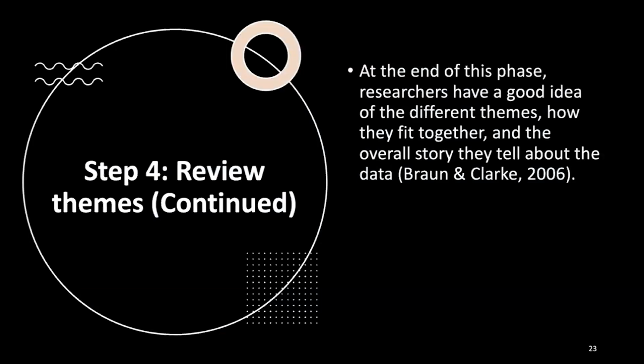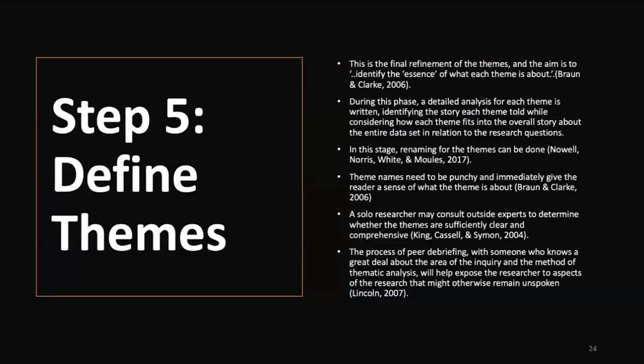So at the end of this phase, as a researcher, you will have a good idea of the different themes and how they fit together, as well as the overall story you can tell about your data. From here, you will be able to see what your themes and sub-themes are, and what makes up all these themes and sub-themes. So you will now move to step 5, which is somewhat a final refinement of the themes. And the aim is to identify the essence of what each theme is about.